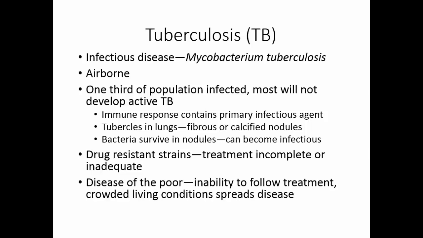Tuberculosis is typically a disease of the poor. Crowding conditions allow the disease to spread quickly, and among the homeless there's an inability to follow treatment. The homeless move from place to place trying to follow the best weather. The treatment for tuberculosis is 9 months to a year and a half of antibiotics. It's very hard for someone who's moving from place to place to maintain that kind of regimen.